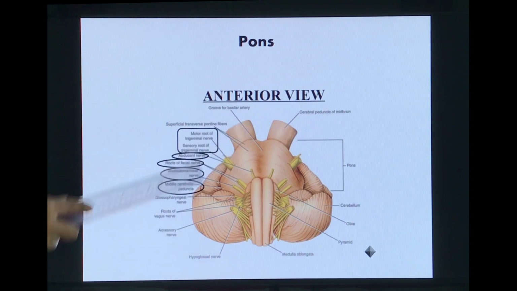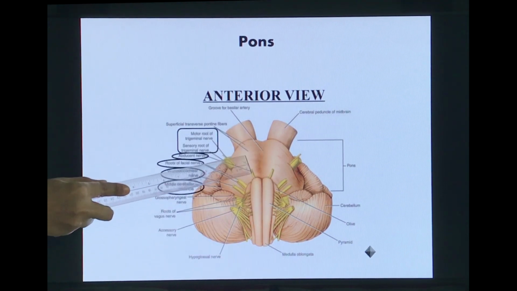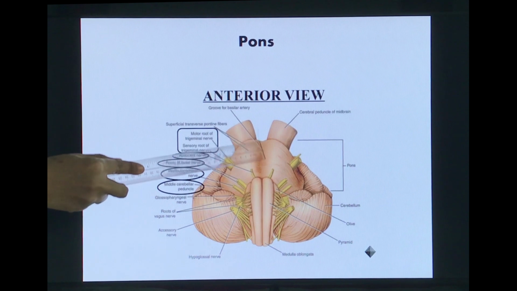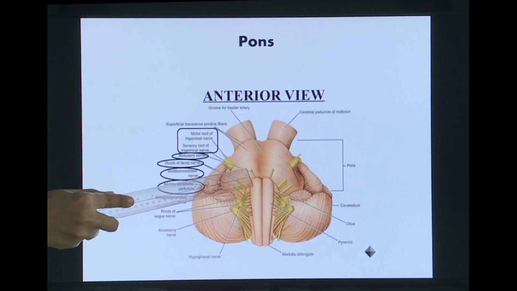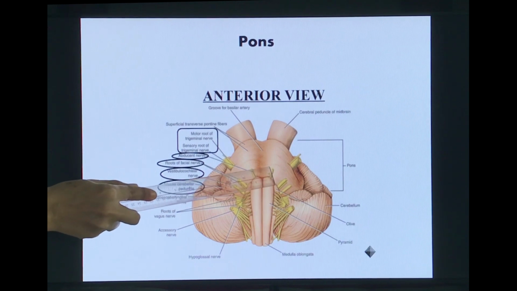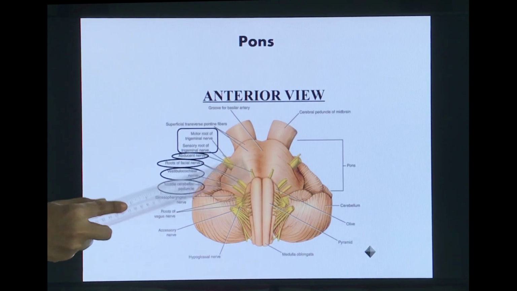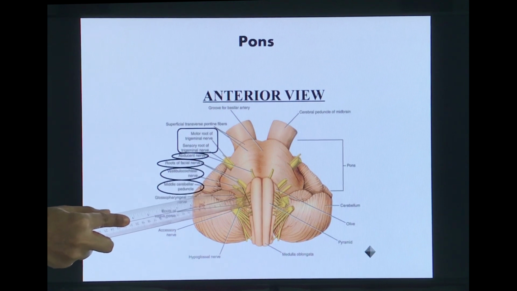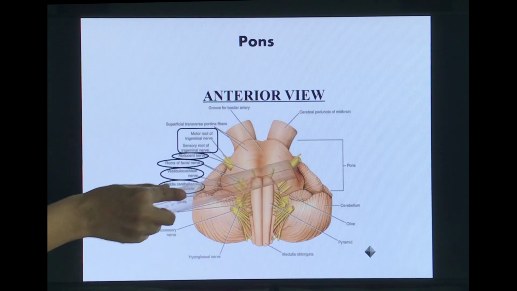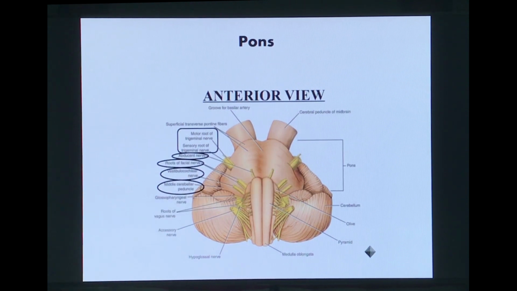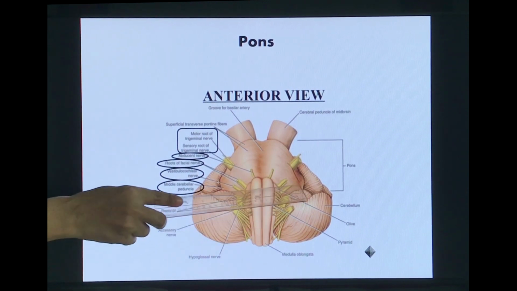So in this diagrammatic picture you can see the groove for the basilar artery. You can see the nerves: the abducent nerve, then the facial nerve having 2 rootlets, sensory and motor. The motor is largest here, the sensory is smallest. Then the vestibulocochlear nerve, the 8th cranial nerve. Here you can see the trigeminal nerve near the middle cerebellar peduncle.